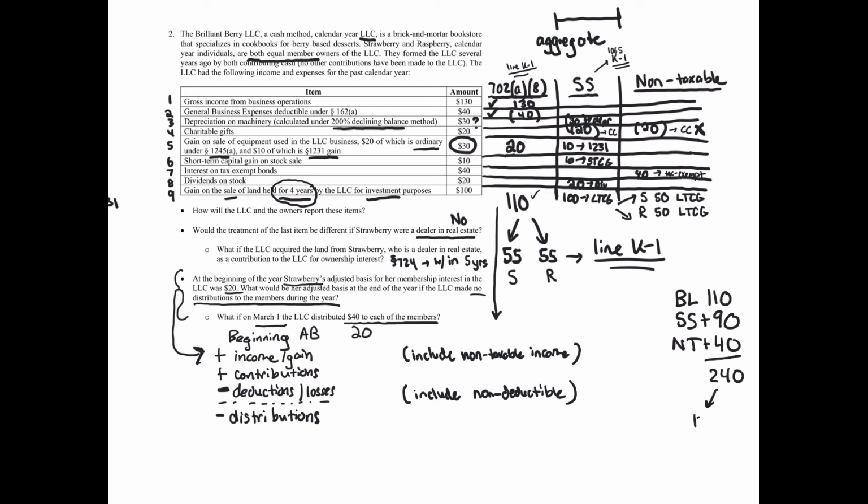So 120 of that goes to Strawberry, and 120 of that goes to Raspberry. This is pretty easy. This number all summed together equals 120. There's no distributions in the first problem. Look at that. We got 140. So the adjusted basis at the end of the year, if there's no distributions, equals 140. Strawberry's basis is 140. So the next question asks us, what if on March 1st, the LLC distributes $40 to each member? So we start the year with a $20 basis, okay?